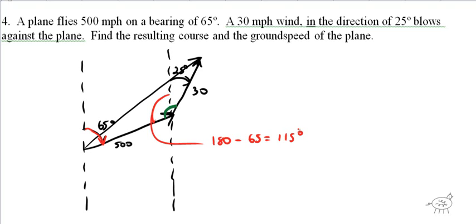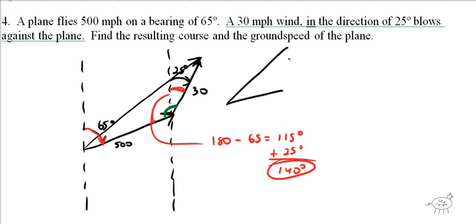Okay, so if that's 115, well, we're almost there. That's actually really nice. If that's 115, and I'm giving you guys that this is 25 degrees right here, so 115 plus 25 degrees gives you 140 degrees. That's the angle inside the triangle. That was actually easier than the other kind of problems. Okay, so let's sketch that real quickly. So this is 140 degrees, this is 500, and this is 30, and I'm looking for x.